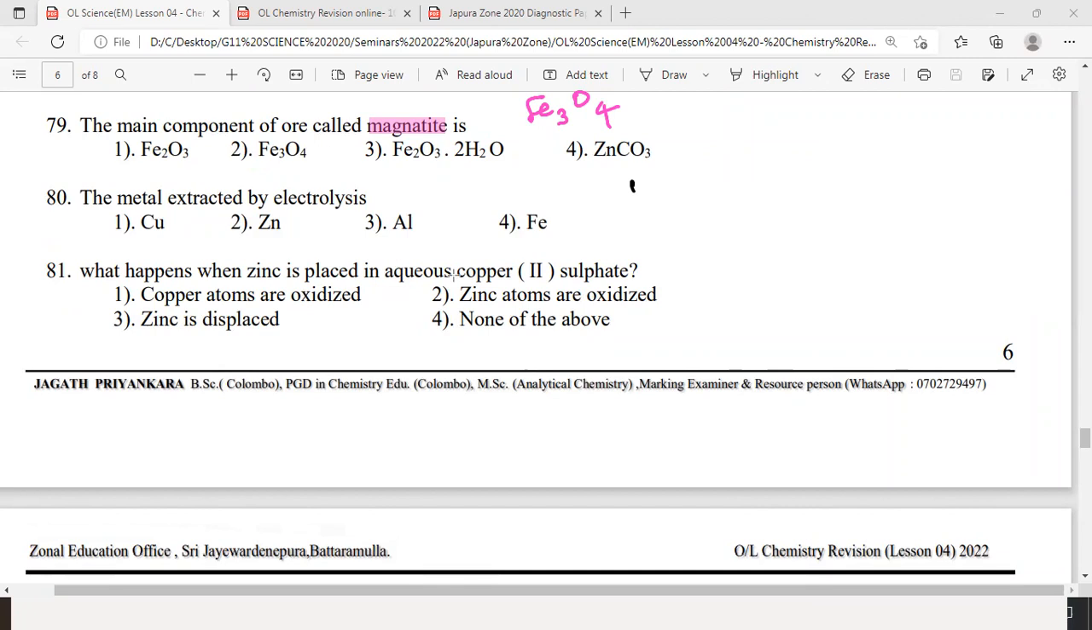Your answer is correct. Question number 80, metal extracted by electrolysis. You can write the most reactive metals, or the metals in the upper region of the activity series, are extracted by this method. So I'll highlight here: by electrolysis. In front of that we can put a dash and write, by electrolysis, which metals? Group 1, group 2, group 3 metals in your O-level periodic table. Or you can write most reactive metals.